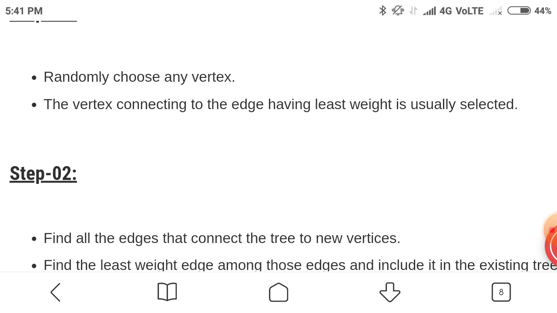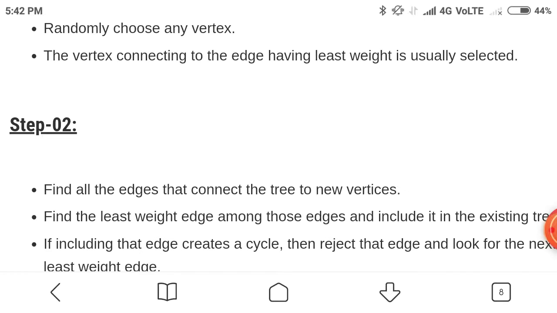You have to choose any vertex. Generally, if the vertex is given, you have to start from that particular vertex. If the vertex is not given, you can start from any vertex. Generally, we start from the minimum vertex, that is, the vertex with the smallest number, and the vertex connected to the edge having the least weight is usually selected. There may be more than one edge connected, each having some weight. Among these, you have to select the particular edge having the least weight.